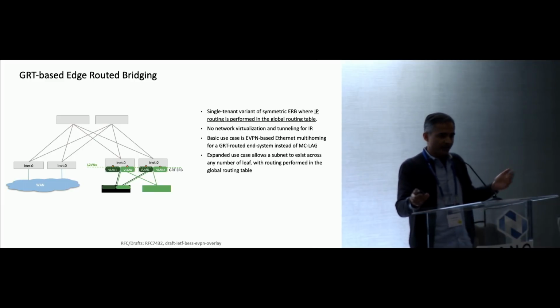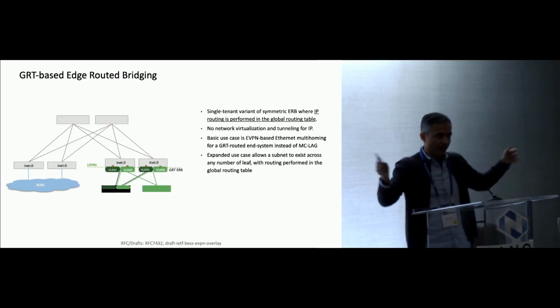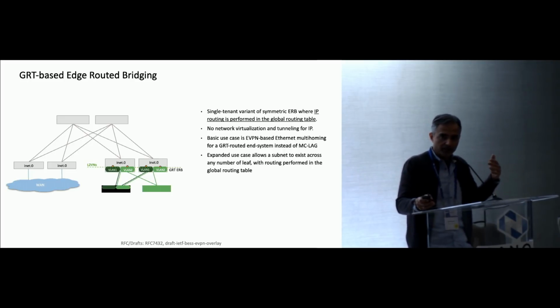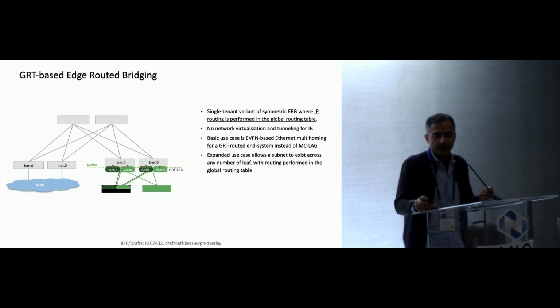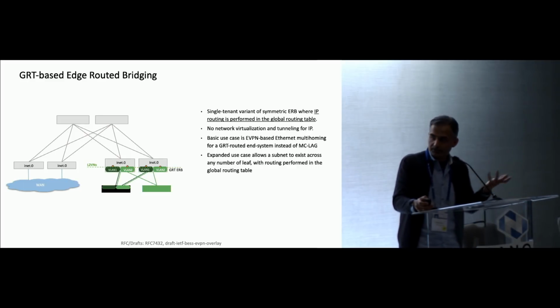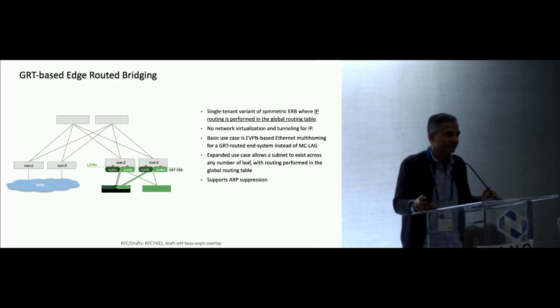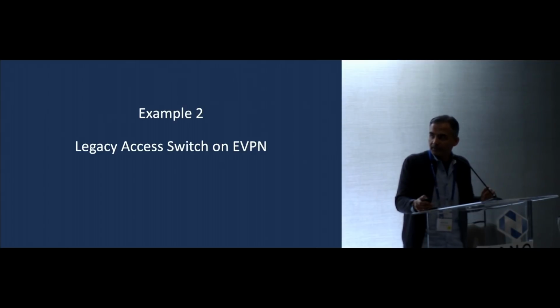The expanded use case is I just want to do my overlay subnets. I want to place my overlay and my endpoints and my subnets anywhere in the network, but I still want to route in the underlay. All right, and you can do that, and you can throw in ARP suppression. It comes for free.